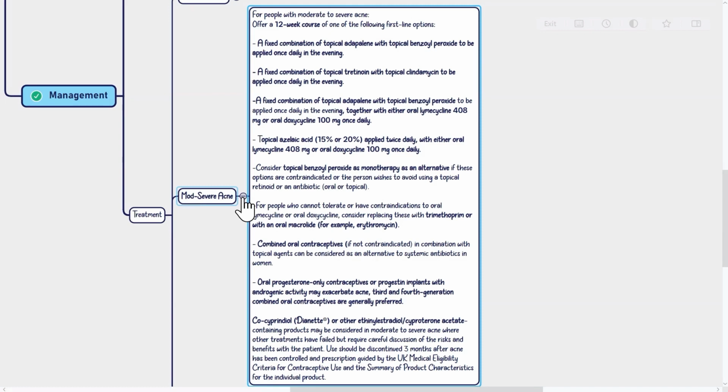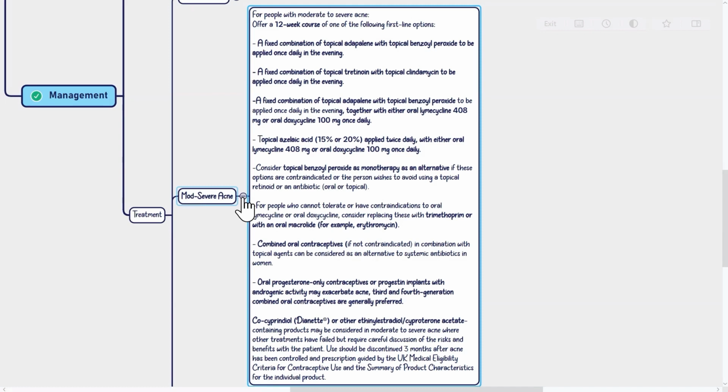Combined oral contraceptives, if not contraindicated, in combination with topical agents can be considered as an alternative to systemic antibiotics in women. Oral progesterone-only contraceptives or progestin implants with androgenic activity may exacerbate acne. Third and fourth generation combined oral contraceptives are generally preferred.